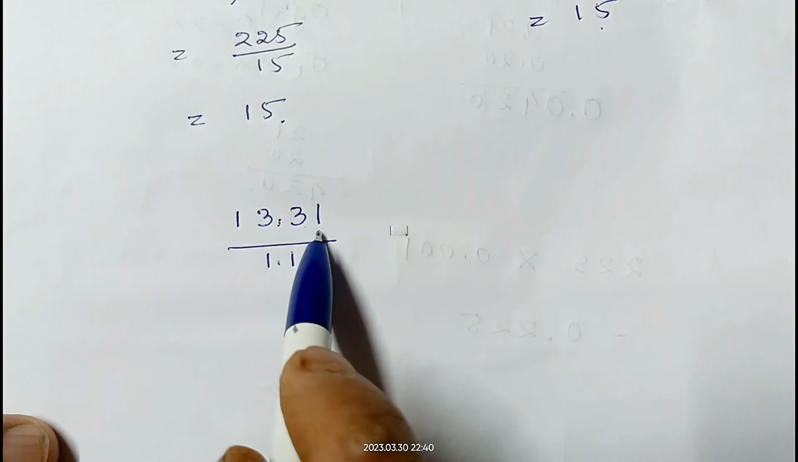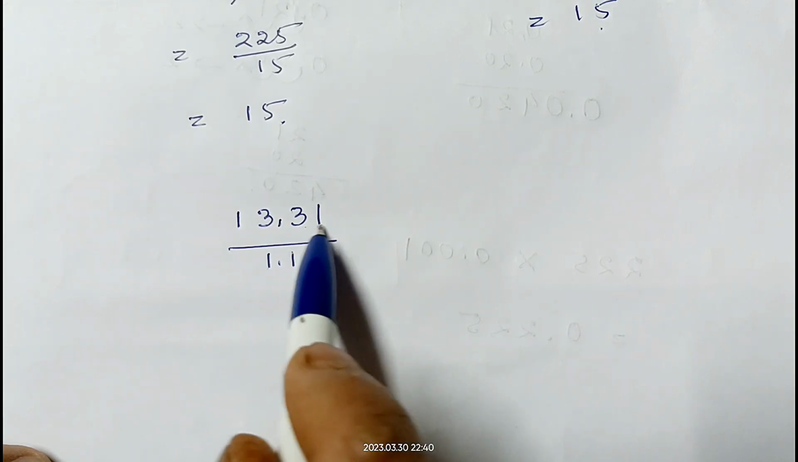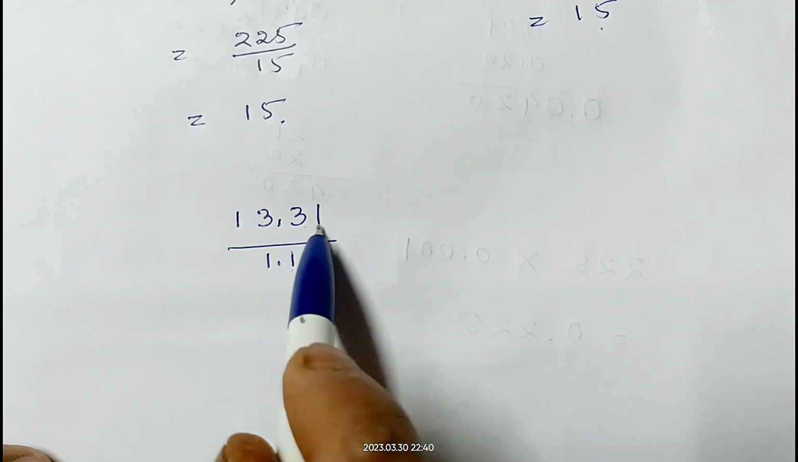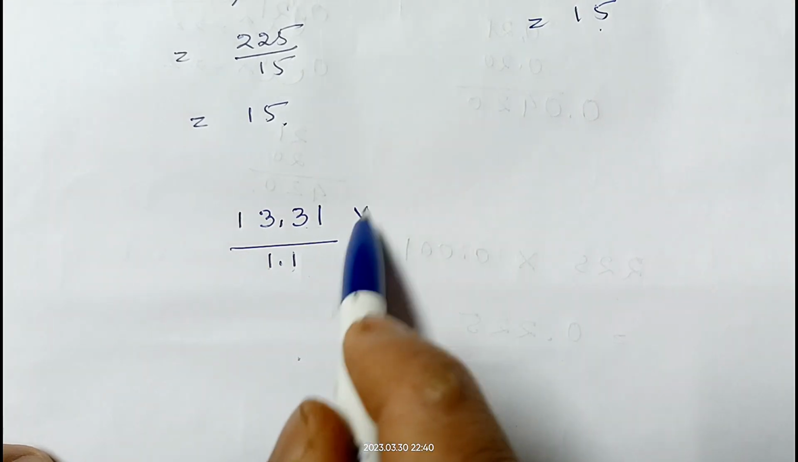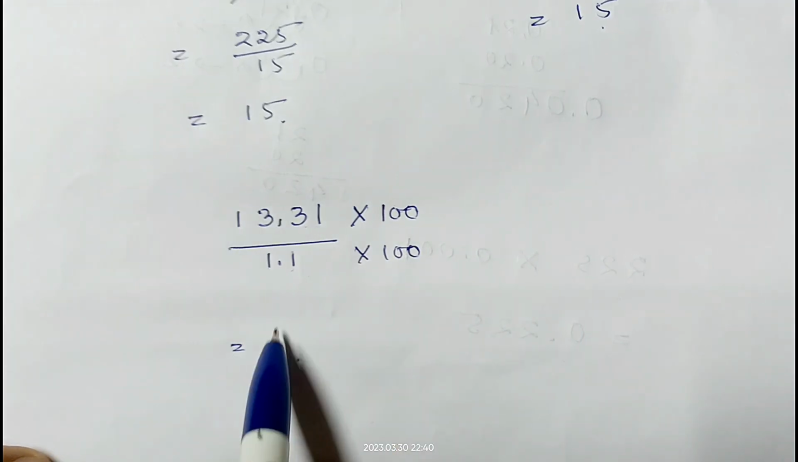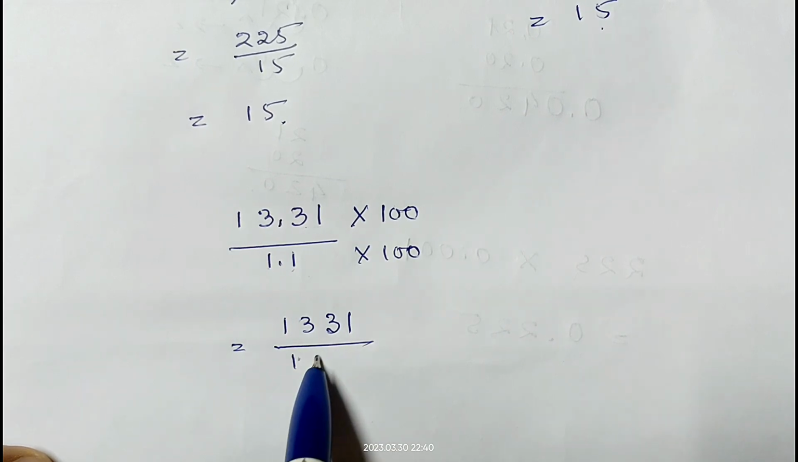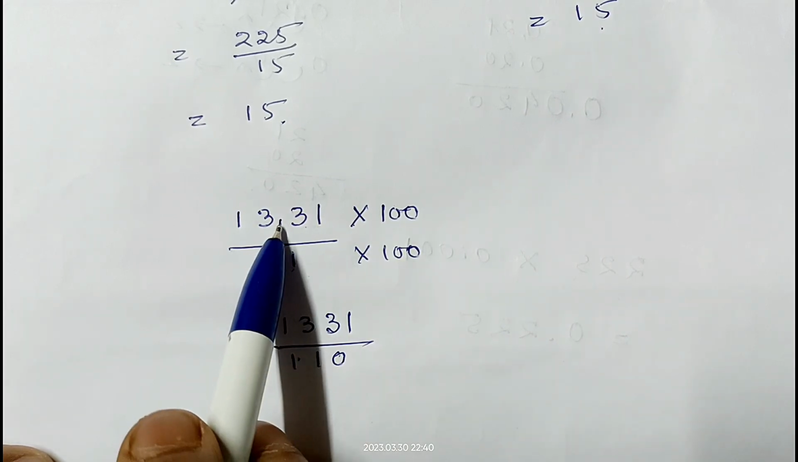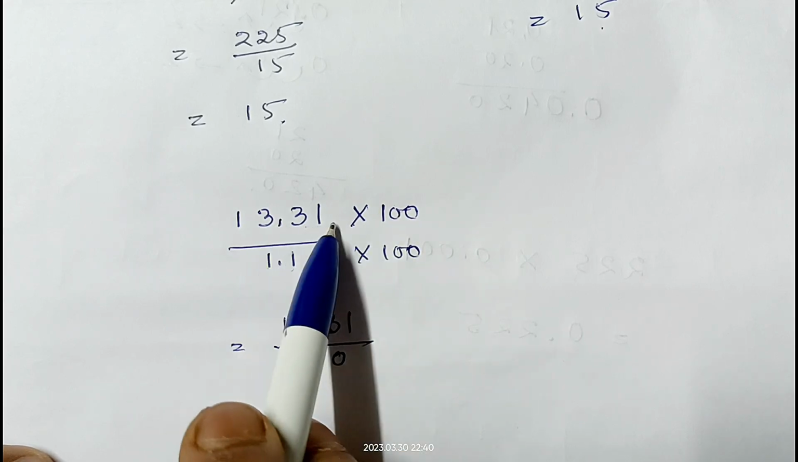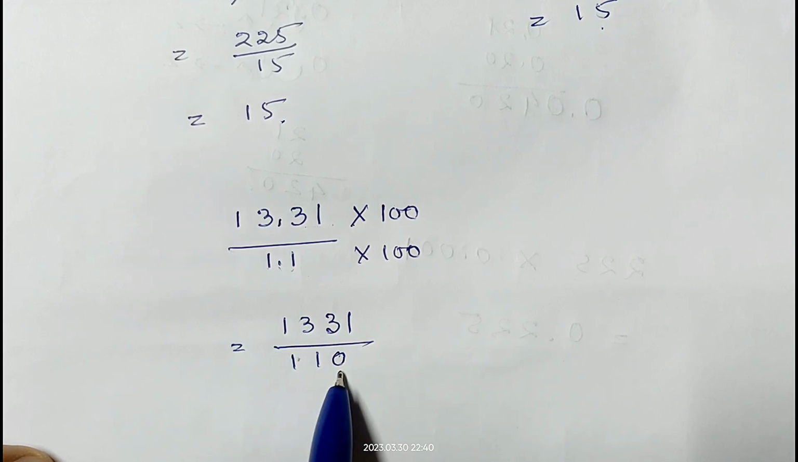Divide 13.31 by 1.1. Here, after the decimal, there are two places, and here after the decimal, only one place. Since there are two places, this is the maximum, so you have to multiply both by 100. If we multiply by 100, it will become 1331 by 110, because the decimal will shift two places. Since we are multiplying by 100, it will shift two places. Here also it will shift two places. It will be 1331 by 110.